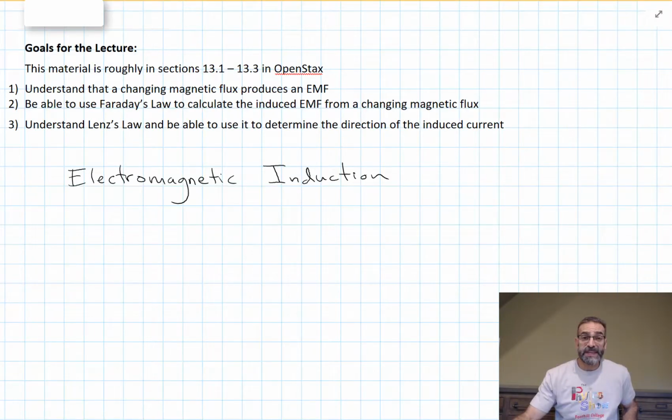We have come to what I think is one of the most interesting chapters of the quarter. The ideas and concepts we learn in this chapter will explain so many of the things you see in your everyday life. Credit cards, motors, and how the electricity you have in your house is generated. So let's take a look at electromagnetic induction.